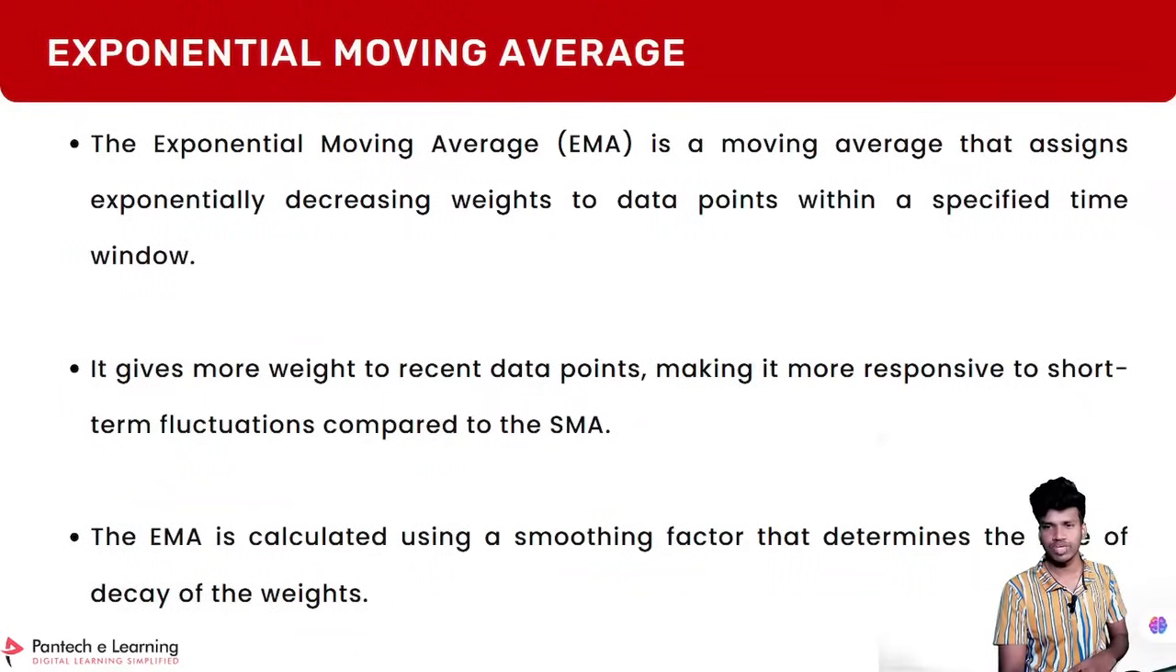Next one is the exponential moving average. So don't get confused with that. As I said, what is happening is time series, so we are only doing the analysis process. The exponential moving average is a moving average that assigns exponentially decreasing weights to data points within the specified time window. So it gives more weight to recent data points, making it more responsive to short-term fluctuations compared to the SMA. The EMA is calculated using a smoothing factor that determines the rate of decay of the weights.